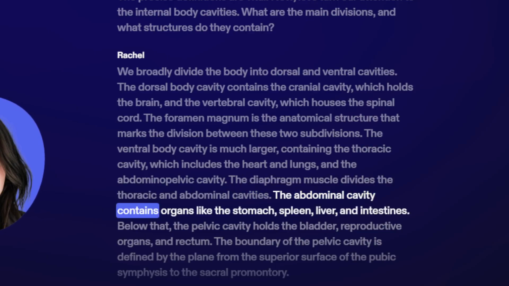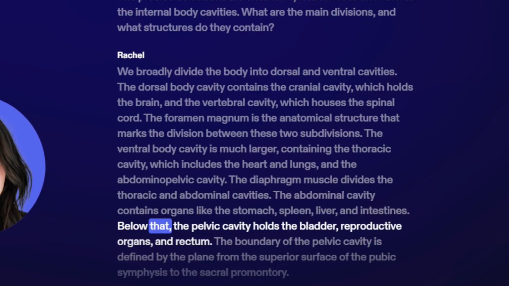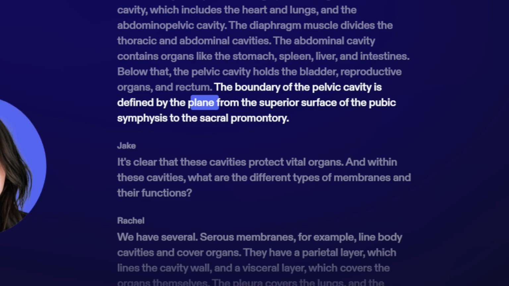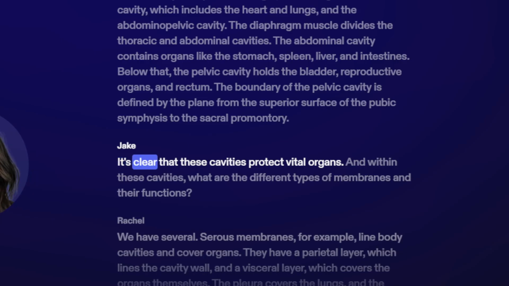The abdominal cavity contains organs like the stomach, spleen, liver, and intestines. Below that, the pelvic cavity holds the bladder, reproductive organs, and rectum. The boundary of the pelvic cavity is defined by the plane from the superior surface of the pubic symphysis to the sacral promontory. It's clear that these cavities protect vital organs.